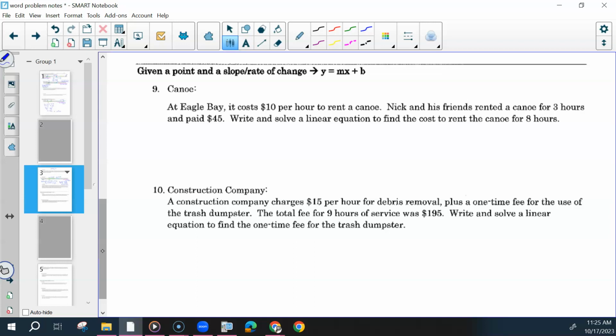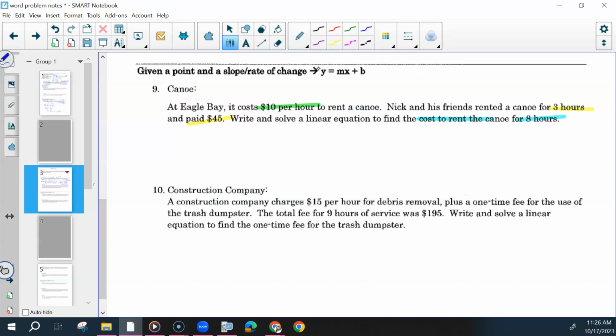For the canoe. At Eagle Bay, it costs $10 per hour to rent a canoe. Nick and his friends rented a canoe for 3 hours and paid $45. Write and solve a linear equation to find the cost to rent the canoe for 8 hours. So what's important here? The cost $10 per hour. What else? Okay. That they rented it for 3 hours and paid $45. And that we're eventually looking for the cost to rent it for 8 hours.